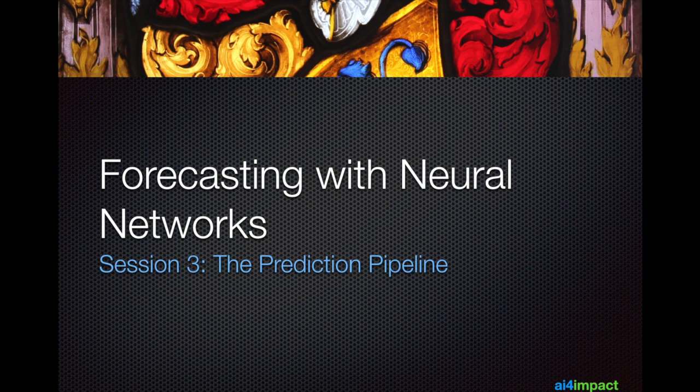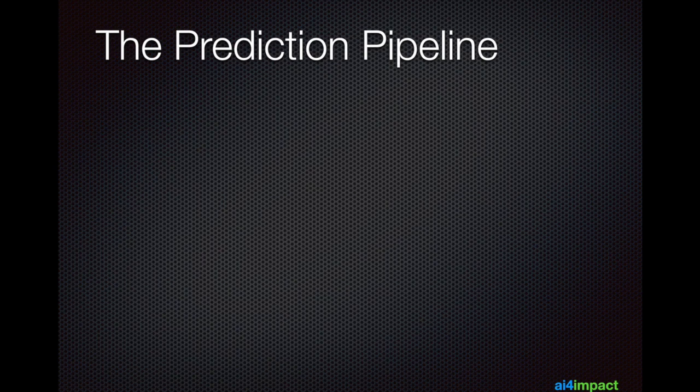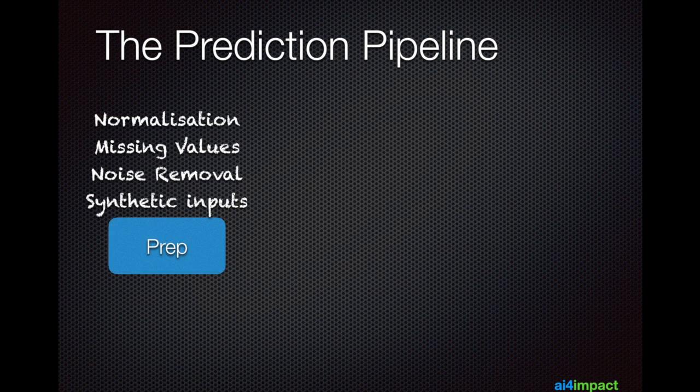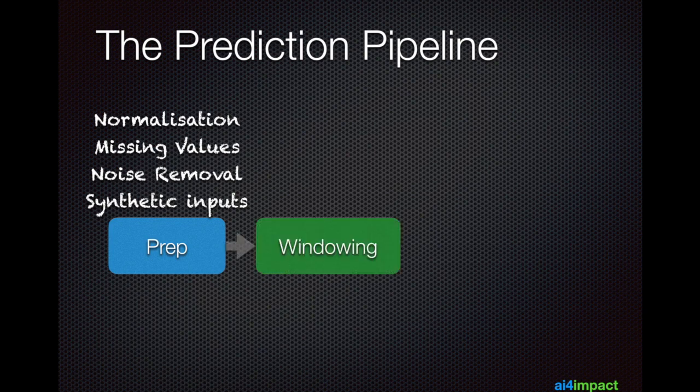In this session, we will talk about the prediction pipeline. In order to be used in a forecast, your data has got to go through several stages. In the first stage, you do preparation, which includes things like normalizing the values or adding missing values. You could also have noise removal or the addition of synthetic inputs. In the second stage, that data is windowed as we've described in Session 2. We also perform something called feature engineering, which we will discuss towards the end of the session.